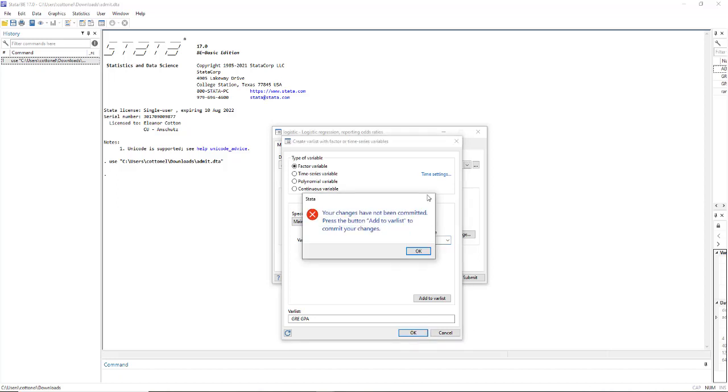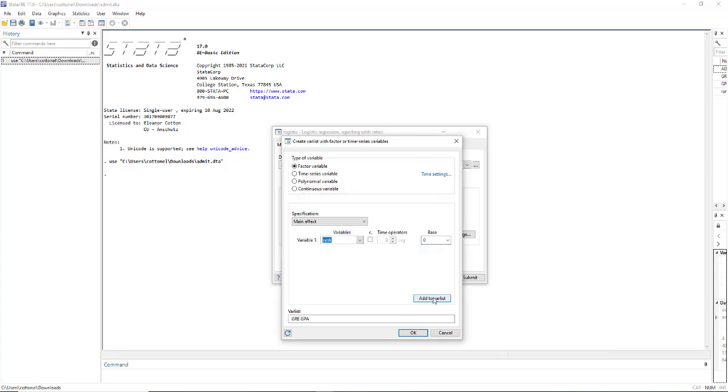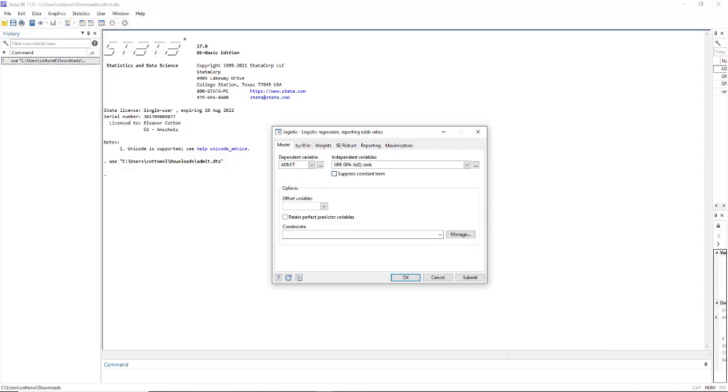So, oops, got to add to var list. I always forget to do that, and click OK. So just added that rank variable there for us. Okay, so that is everything.